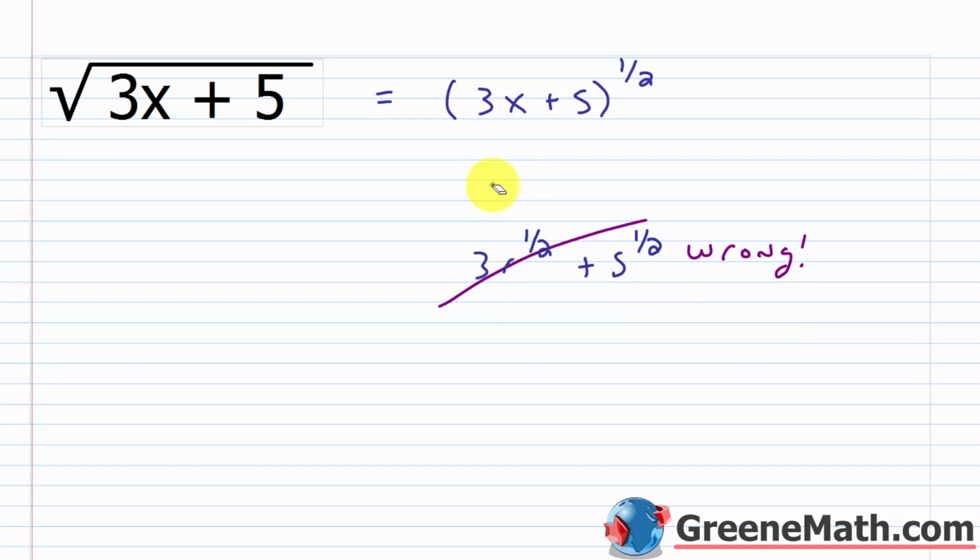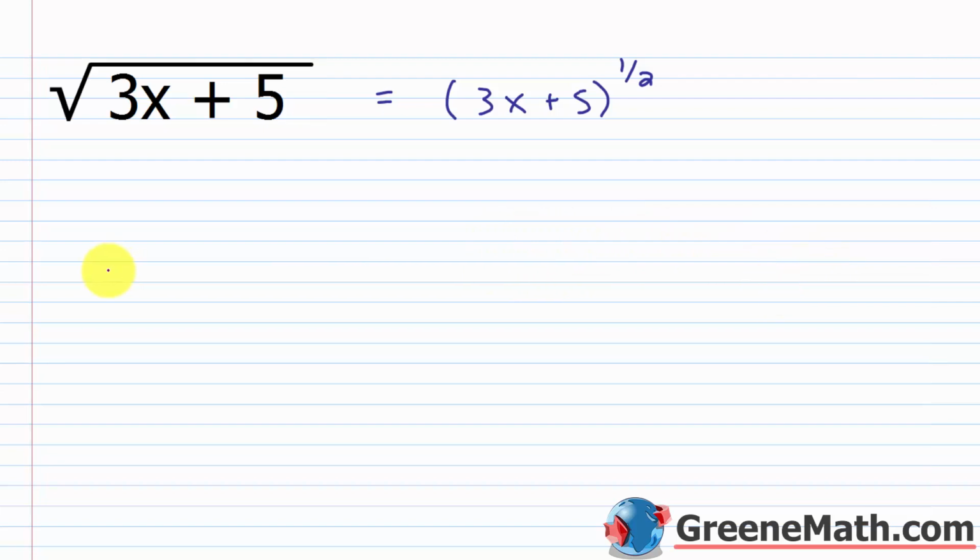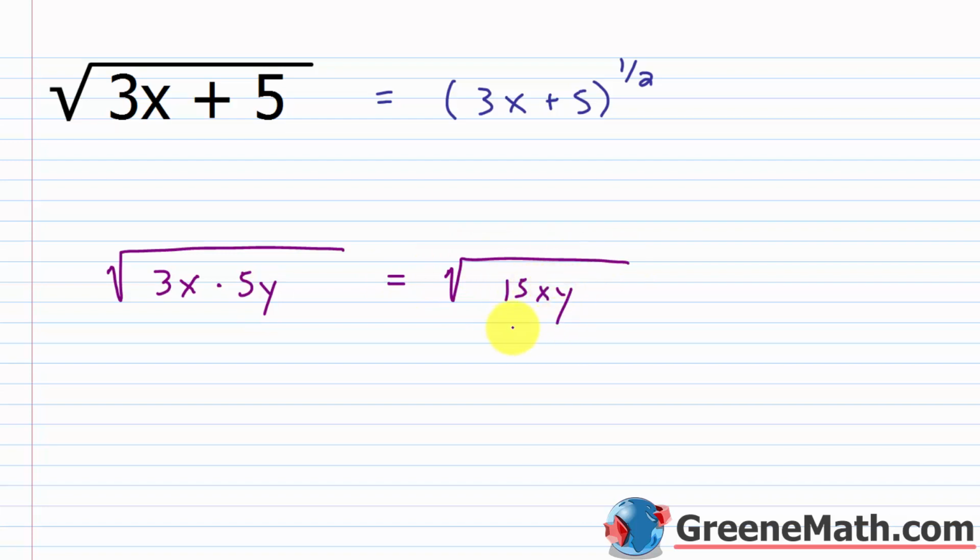You can only do that with multiplication. If we had something like, let's say, the square root of 3x multiplied by 5y, something like that. And of course, this could be simplified and we could just put the square root of 15xy. But in this case, I could write this as what? Inside of parentheses, 15xy raised to the power of 1/2.